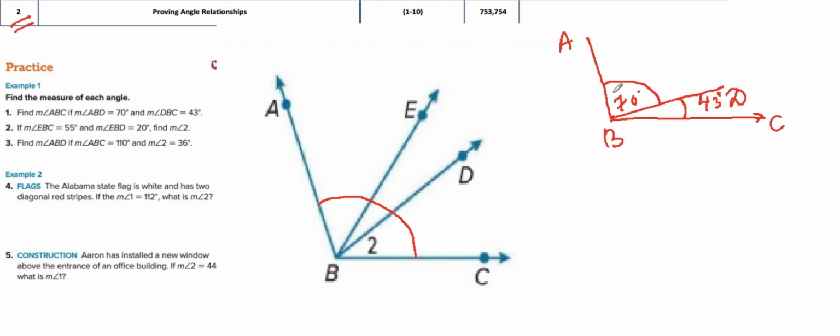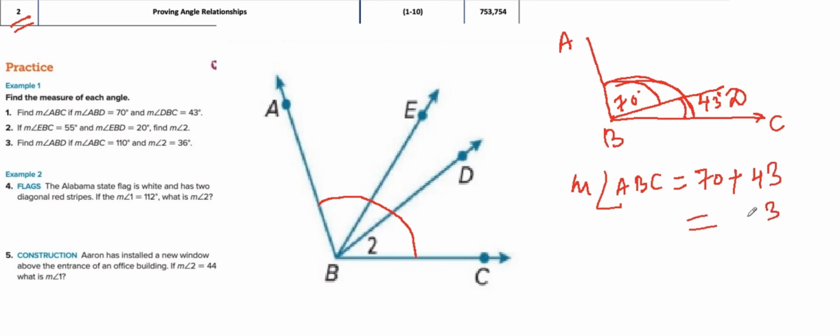So just you need to add here. Total ABC is how much? Total ABC is ABD plus DBC. So measure of angle ABC will be equal to 70 plus 43, which is 113 degrees. So this is your ABC. This is your question number 1. Just you have to add, because they're asking, you need to forget this line. There's no meaning of this line in the question number 1. This is 70, and this is 43. So total ABC, just you need to add.